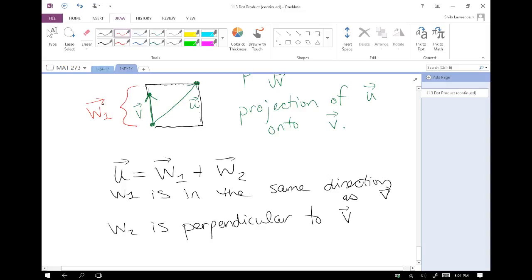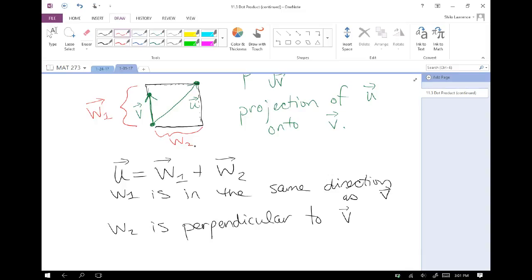That entire side of the rectangle that's in the same direction as V, that's our W sub 1. That is the projection of U onto V. And then this other side that's perpendicular to that is our W sub 2. Now W sub 1 and W sub 2 add to be U from our parallelogram method.